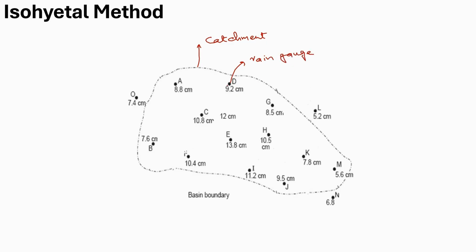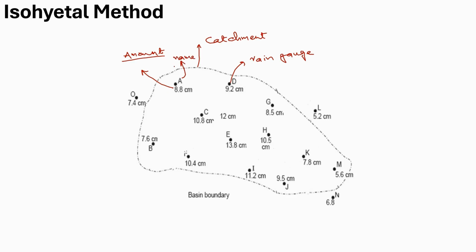A, B, and C, these alphabets show the names of the stations, and here we have written the amount of precipitation, that is, how much precipitation occurred at this rain gauge during a specific period of time, and the alphabet shows the name of the rain gauge station.